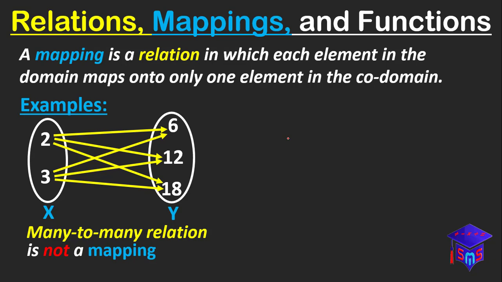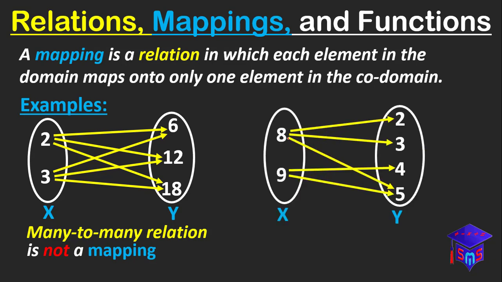Alright, let's look at this example as well. You check again whether it satisfies the definition. Each element in the domain should map onto only one element in the codomain. So you check 8 is mapping to 2, 8 maps to 3, and 8 maps to what? 5. That alone does not satisfy the definition. So this relation is not a mapping.